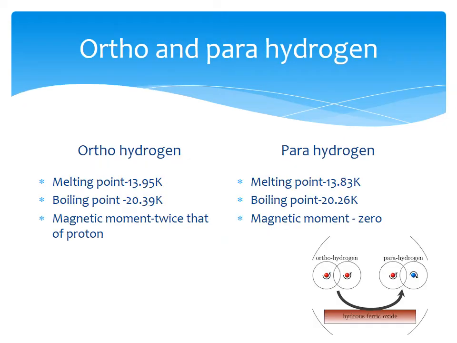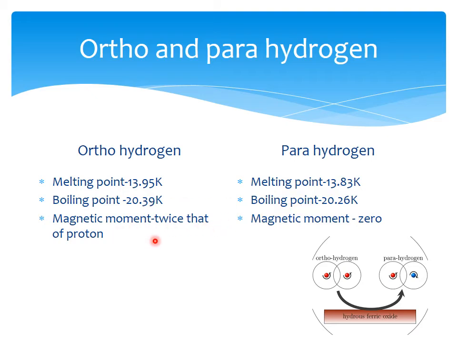Ortho and para hydrogens have similar chemical properties, but they differ in some physical properties. So let's see the differences in physical properties of ortho and para hydrogen. Especially the melting point was highlighted. Ortho hydrogen has a melting point of 13.95 Kelvin, but para hydrogen 13.83. So ortho has a higher melting point. Then the boiling point of ortho hydrogen is 20.39, and for para it is 20.26. So the boiling point is also higher for ortho hydrogen compared to para hydrogen.